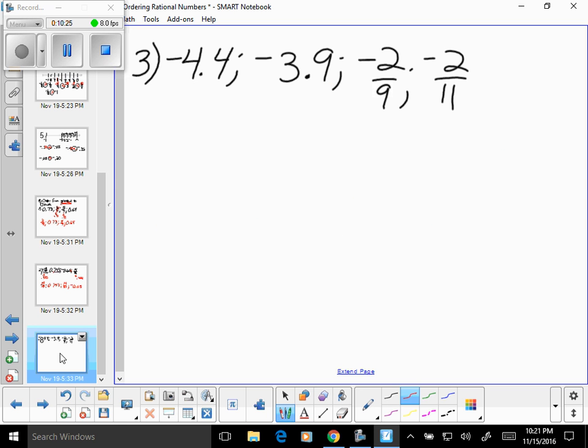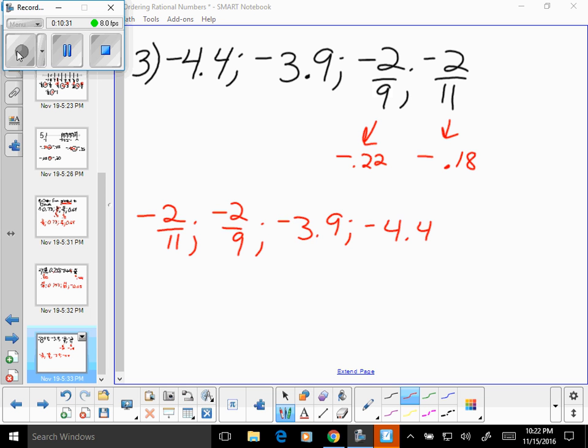Okay, you hit pause to try this one, and then I'll go through it. When I converted, I get negative 0.22 and negative 0.18. Now remember, you want the biggest one first. Fraction ones are always going to be bigger than anything that has a negative 1 point something, a negative 4 point something. So I know that these two have to be the smallest.